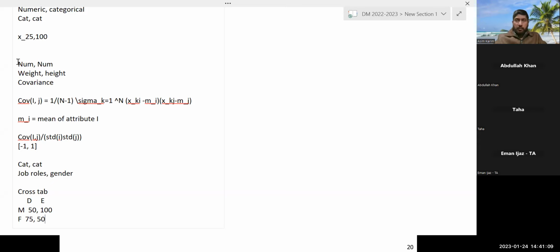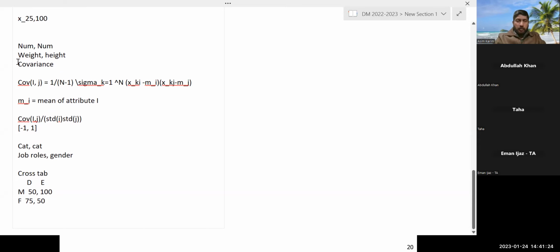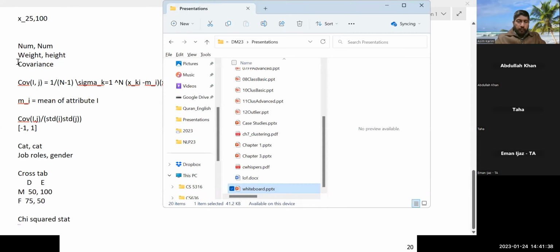And the count we are doing in the data set: how many males are D, how many males are E, how many females are D, how many females are E. And from here you can develop various statistics. The one that we are going to quickly look at is the chi-square statistic, which would quantify the relationship between these two attributes.